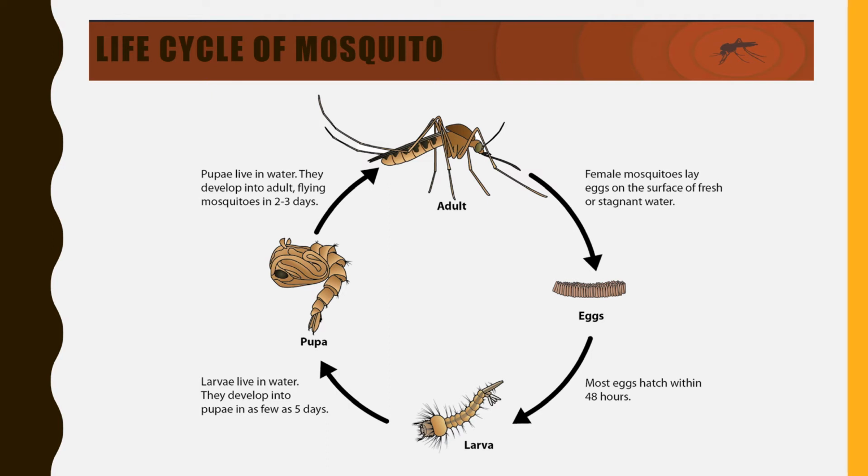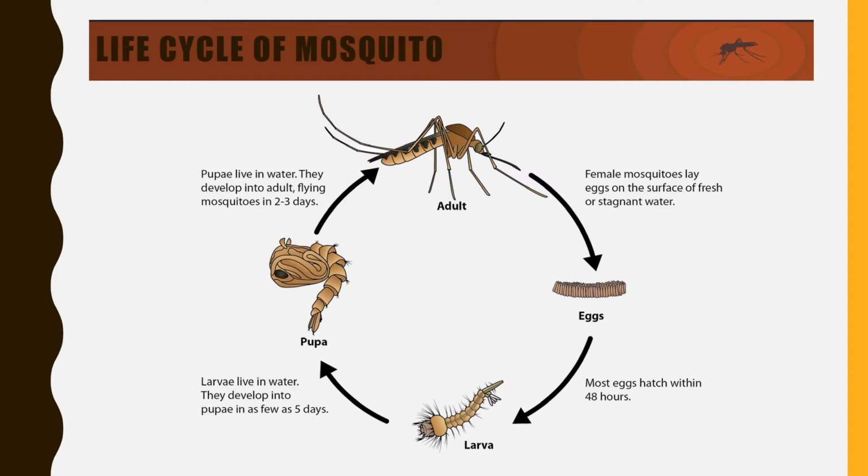The life cycle of mosquito completes in 4 phases: egg, larva, pupa, and adult. Mosquitoes copulate in the evening during flight. After copulation, female mosquitoes lay their eggs in stagnant or fresh water. The female Anopheles lays 40 to 100 eggs at a time, while the Culex lays 200 to 300 eggs at a time.